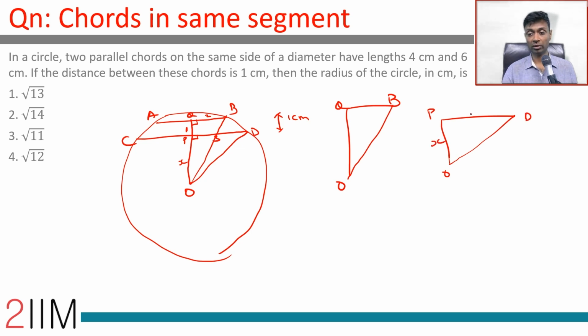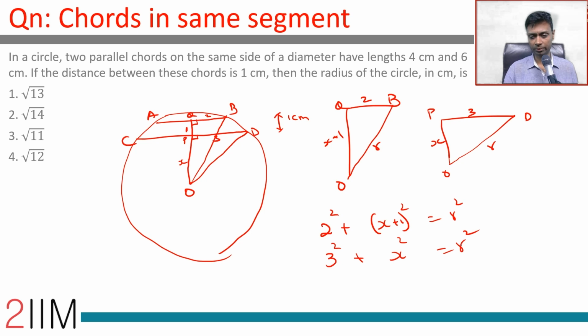If this is X, this is 3, and this is R. This is the radius, this is 2, this is X plus 1. So 2 square plus (X plus 1) the whole square is R square, or 3 square plus X square equals R square. This increases by 1, this decreases by 1, and one offsets the other, or this should be 3 square, it should be 2 square, done.